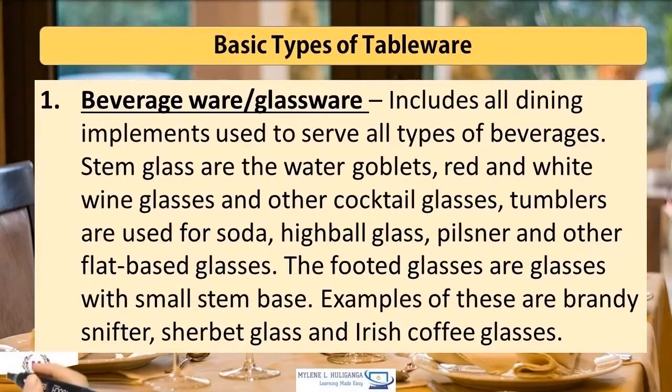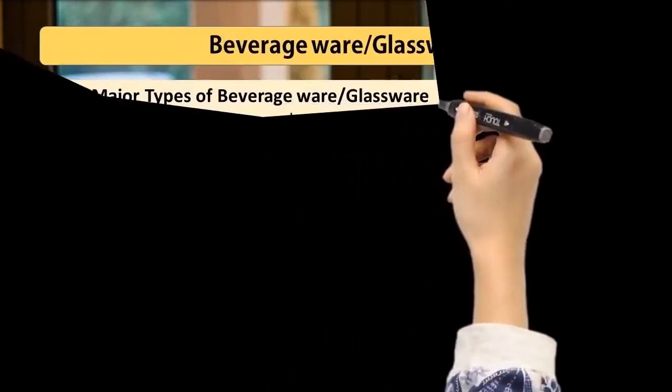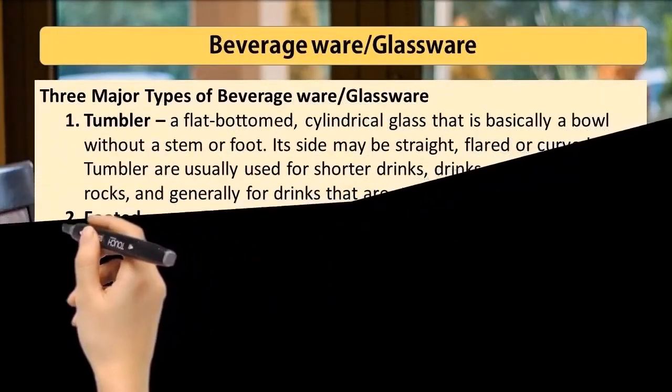Stem glasses are the water goblets, red and white wine glasses and other cocktail glasses. Tumblers are used for soda, highball glass, pilsner and other flat-based glasses. The footed glasses are glasses with a small stem base. Examples of these are brandy snifter, sherbet glass and Irish coffee glasses. The three major types of beverage ware or glassware.